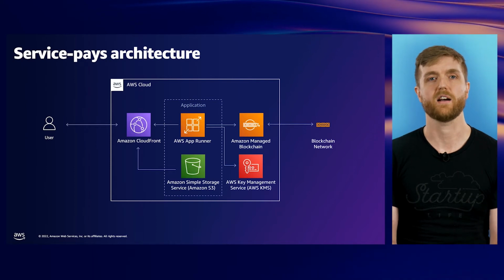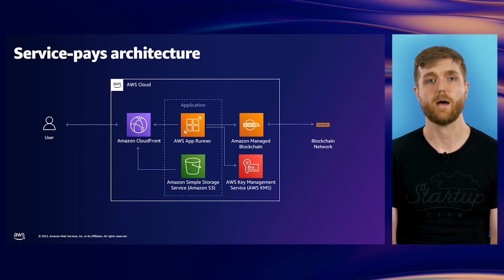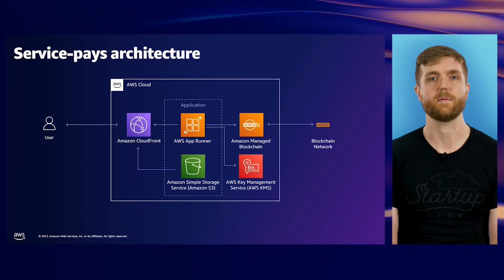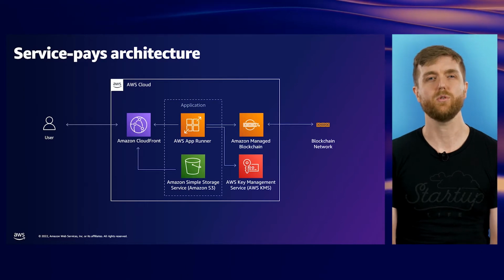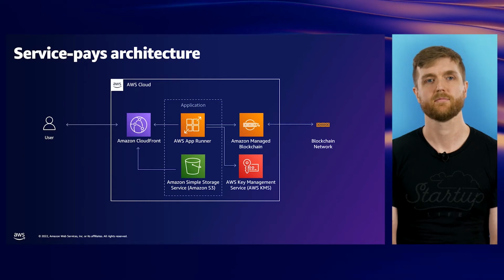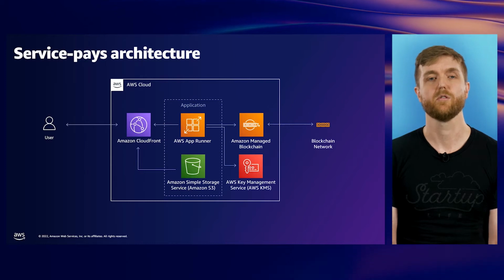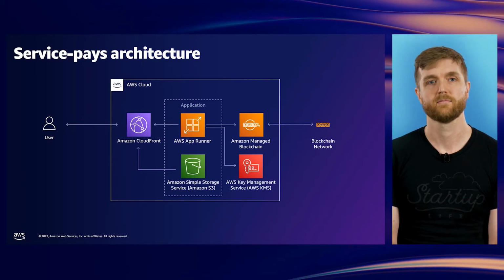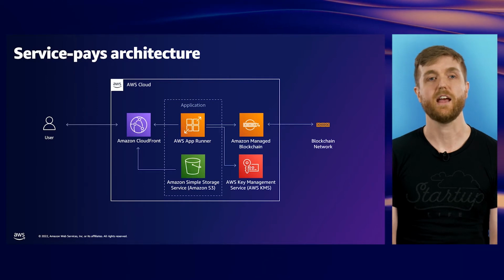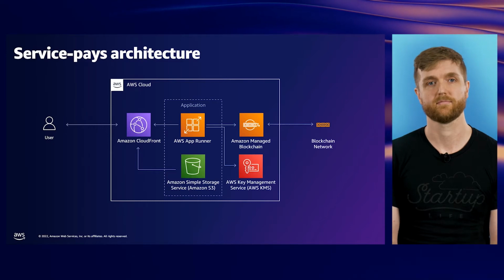The service pays architecture is similar to the read-only architecture. We still have our web application built using Amazon CloudFront, AWS App Runner, and Amazon S3, and we still use a blockchain client such as Amazon Managed Blockchain. The key difference is that we are not just reading data from a blockchain, but also writing data. As I mentioned earlier, there are fees for writing data to the blockchain, and to pay these fees, we need a blockchain wallet that is funded.